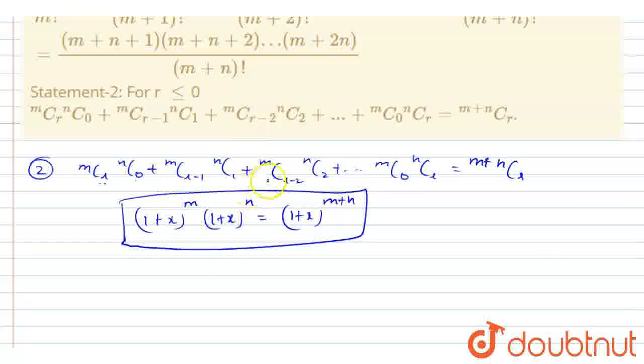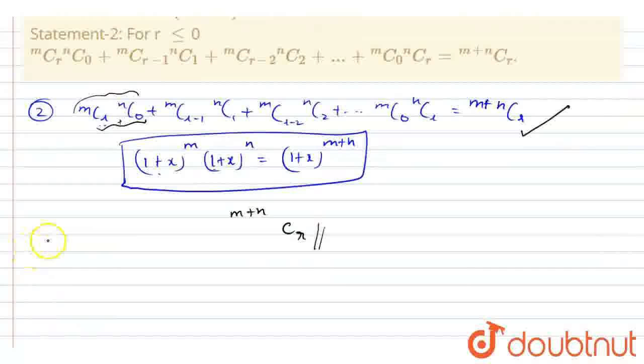So CR is common here. If CR is common, the power values I am going to add. So here m plus n, m plus n, everything is m plus n. So it is equal to m plus n. Okay students, so this is the value you have to add, and the power values you have to add here. So the value is equal to (M plus N)CR. So statement 2 is correct.